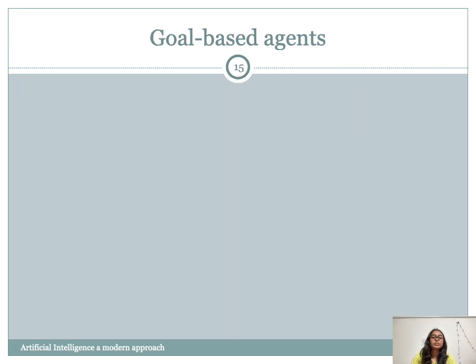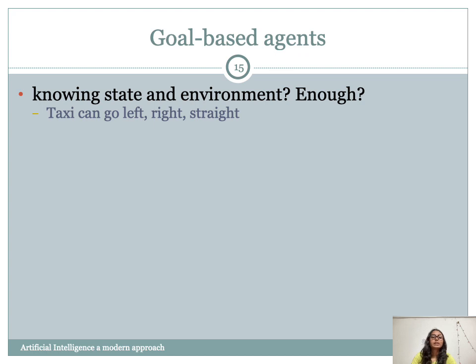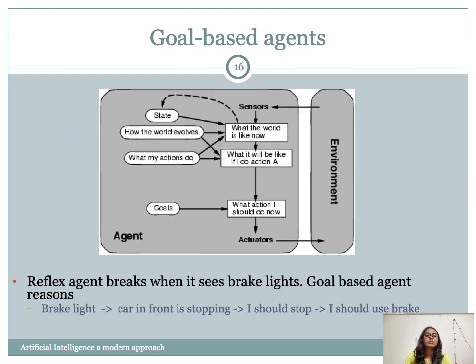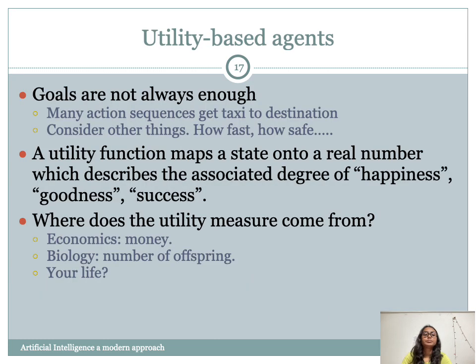Now coming to goal-based agents. Knowing state and environment is not enough; the taxi can go left, right, straight. Have a goal, a destination to get to. It uses knowledge about the goal to guide its actions. Examples: search, planning. So here is a picture of a goal-based agent. A reflex agent brakes when it sees brake lights. A goal-based agent reasons: brake light, car in front is stopping, I should stop, I should use brakes.